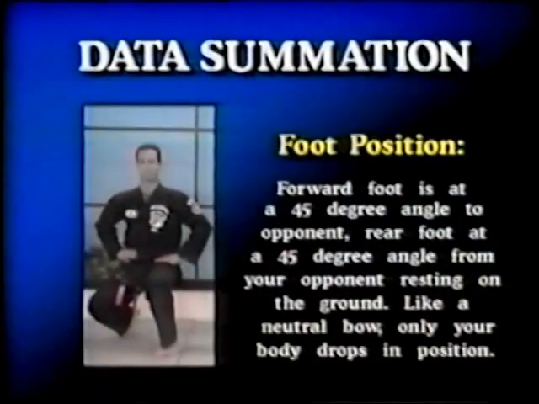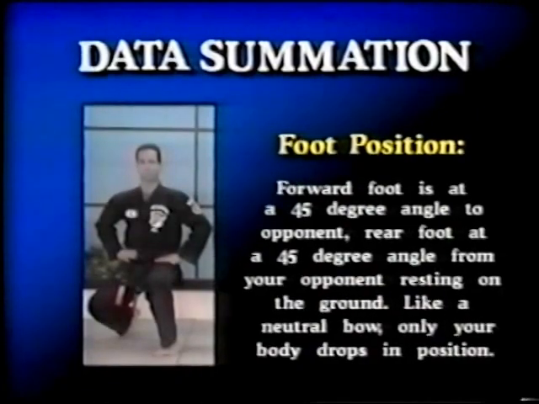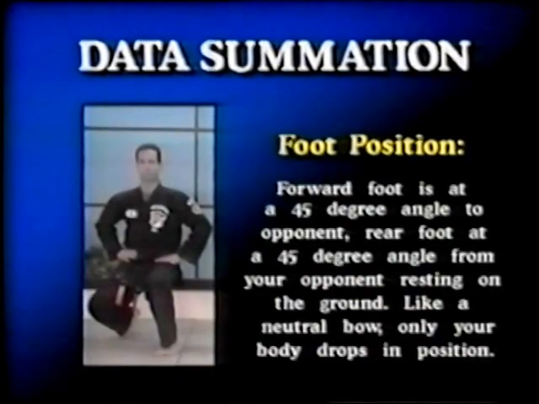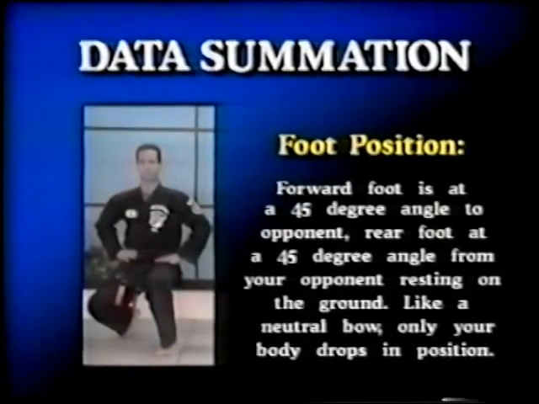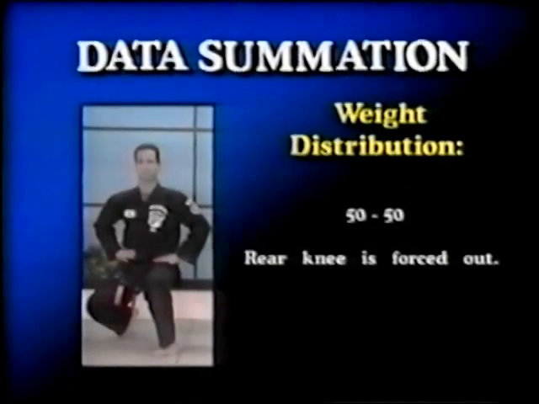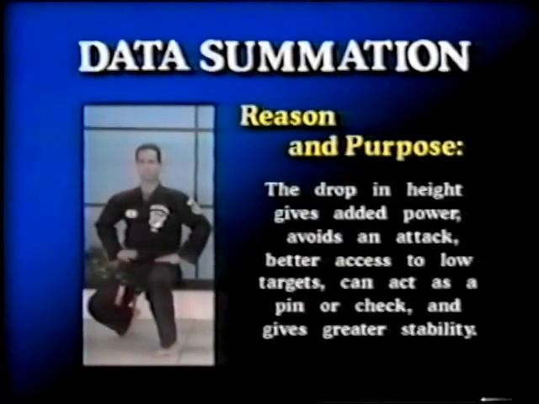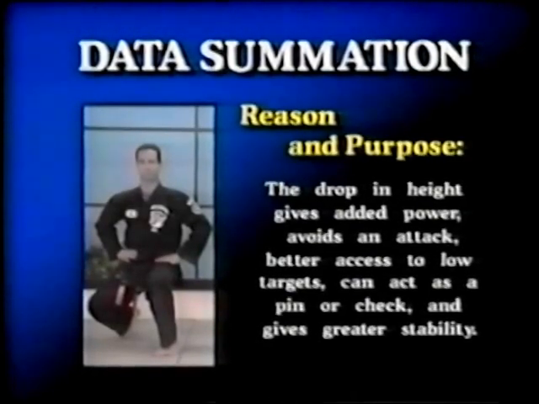Data summation of the wide kneel. Foot position. Forward foot is at a 45-degree angle to your opponent. Rear foot at a 45-degree angle from your opponent, resting on the ground. Like a neutral bow, only your body drops in position. Weight distribution, 50-50. Rear knee is forced out. Reason and purpose. The drop in height gives added power, that is gravitational marriage, avoids an attack, gives you better access to low targets, can act as a pin or check, and gives greater stability.